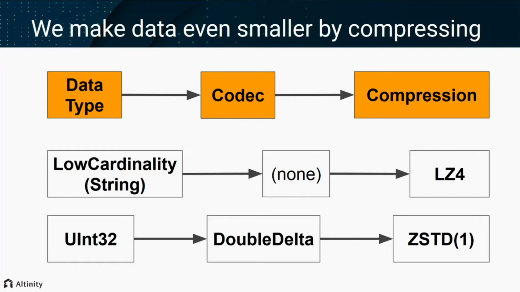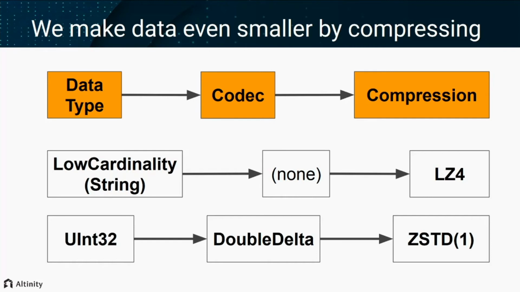We use the low cardinality data type on string. That turns strings, for example, airport names, into a dictionary encoding. So instead of storing the full name of the airport, we're just going to store an integer. In this particular example, there's no codec applied, and then we have LZ4 compression.